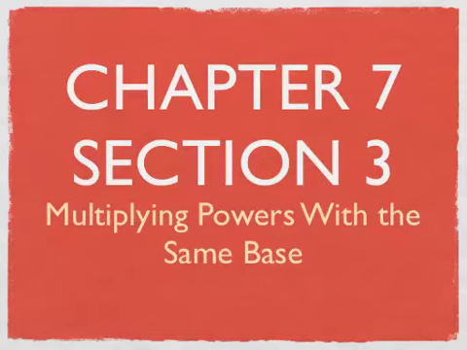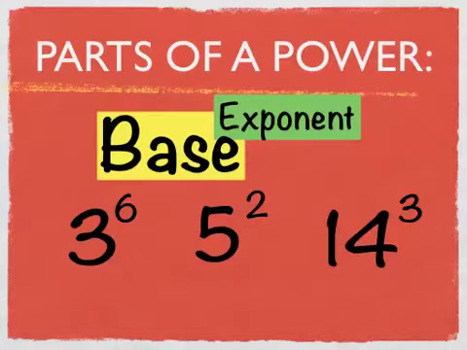In section 3, multiplying powers with the same base. Really quickly, let's review the parts of a power. In yellow, I have highlighted the base, and then the exponent is going to be a smaller number in the upper right-hand corner. So if you look at 3 to the 6th power, our base would be 3.